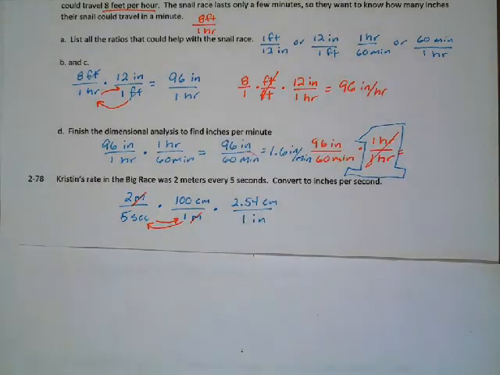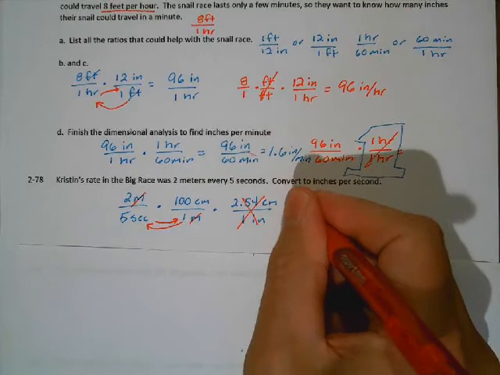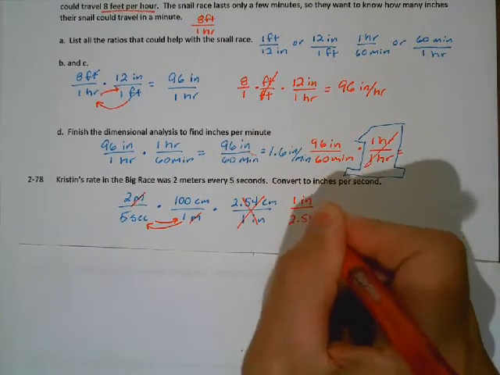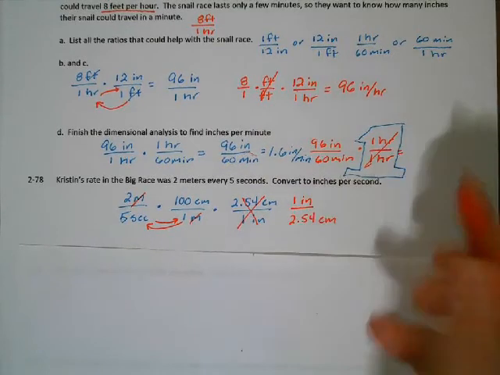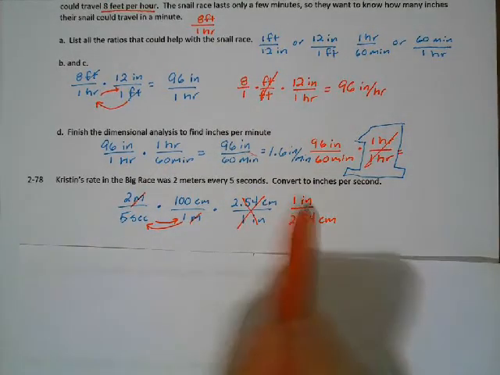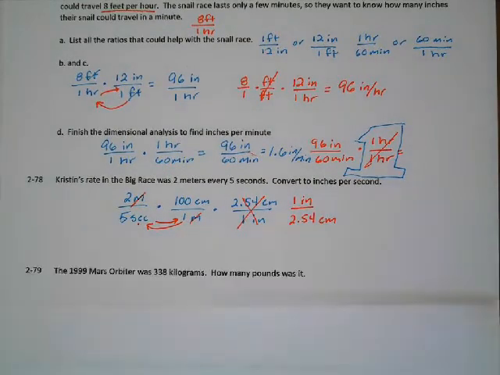What this last one should have been written as is 1 inch over 2.54 centimeters. And then we could have used the commutative property to get rid of these 2 centimeters, and then it would be inches per second. So that was their mistake. All right, we're almost there.